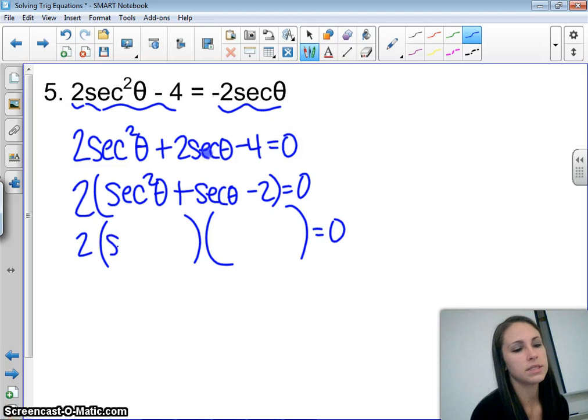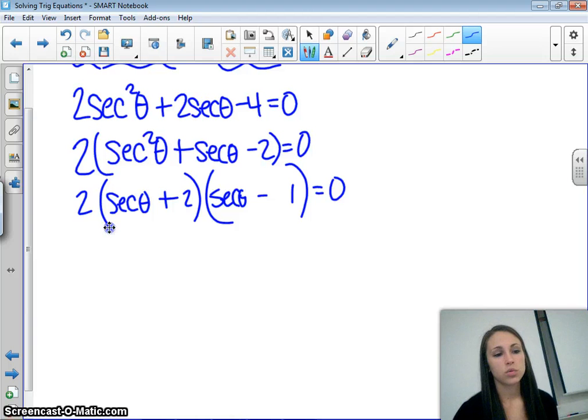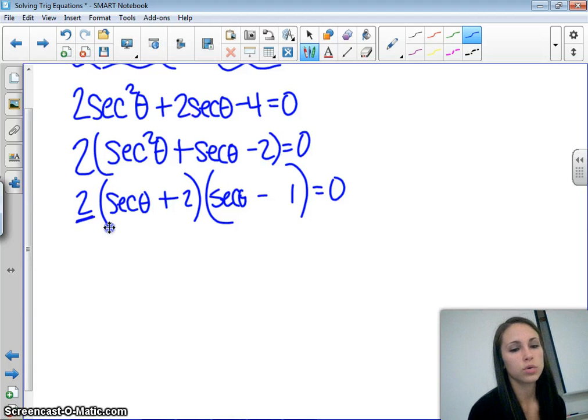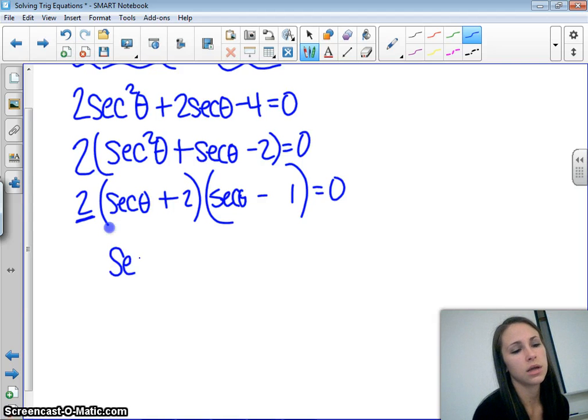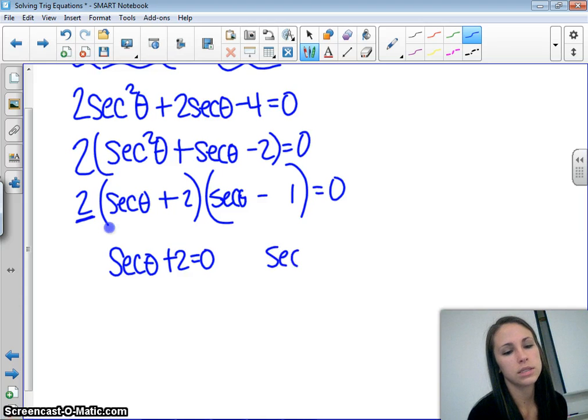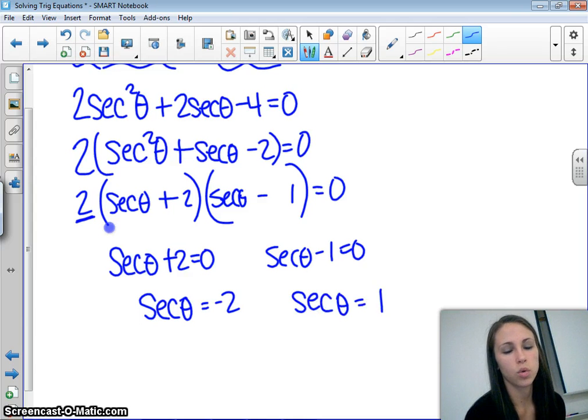So it's going to have to be secant and secant. It'll have to be 2 and 1, and then I'll have plus 2 minus 1. So then I'm going to set each of these factors equal to 0. If I set 2 equal to 0, though, it doesn't give me any solutions. 2 doesn't equal 0. So really I'm just setting secant plus 2 equal to 0 and secant minus 1 equal to 0. And so this is going to be secant equals negative 2 and secant equals 1.